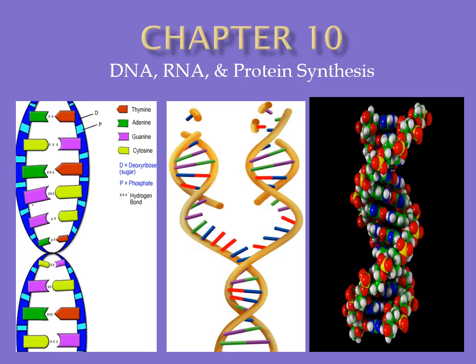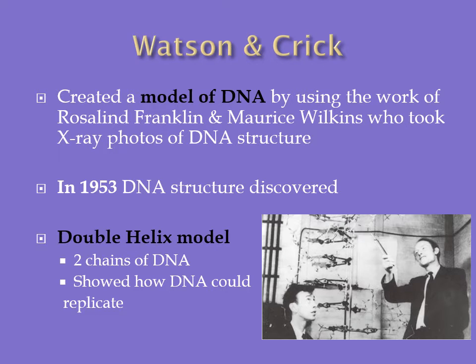So let's get started. When we talk about DNA structure, we often mention the two scientists, Watson and Crick, who were credited with creating the model of DNA. But it's important to note that there were also some other scientists who helped Watson and Crick, gave them good information to use to build their model of DNA. Those other scientists include Rosalind Franklin and Maurice Wilkins. Those two scientists were able to take X-ray photos of DNA to help get a good idea of what the structure actually looks like. So the structure of DNA was discovered in 1953.